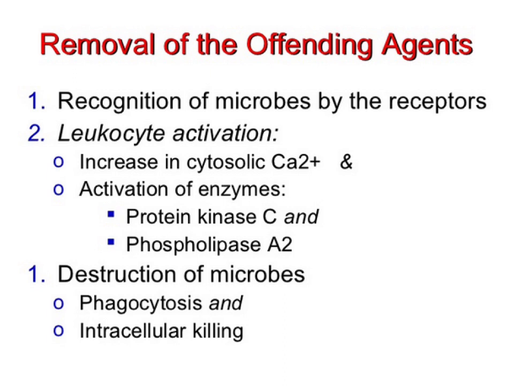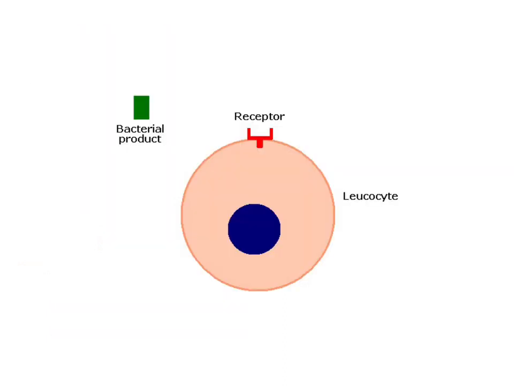With these two enzymes activated and their associated cell signaling mechanisms are activated, there is destruction of the organism, first by eating the organism and killing the organism while it is inside the cell. Okay?